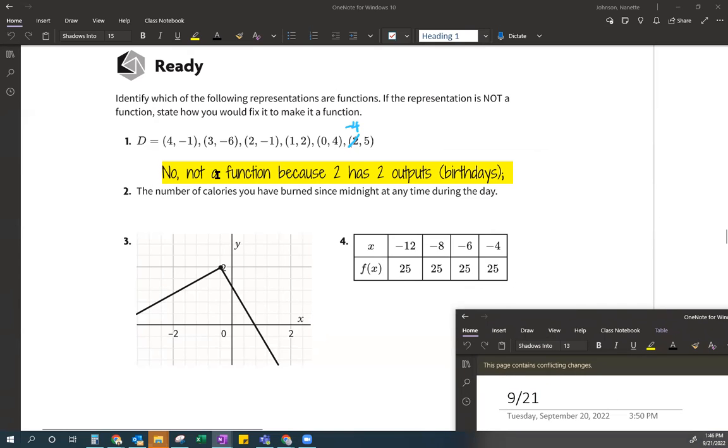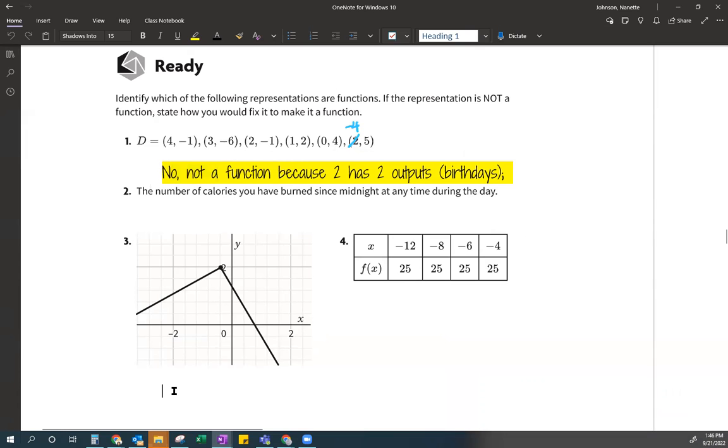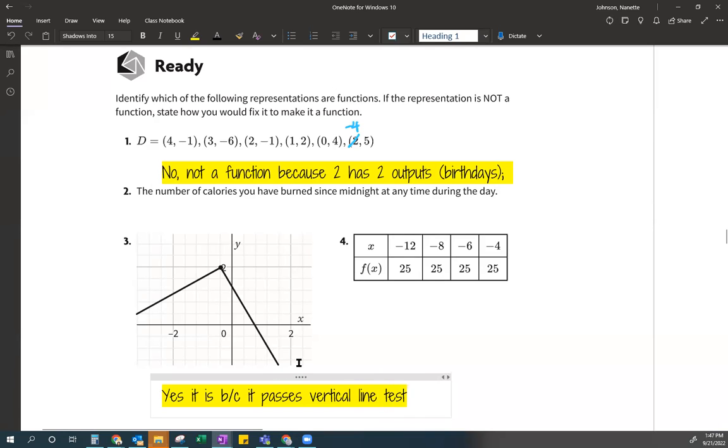Okay, what about number 4? So let me write yes here. What about number 4? Yes or no? Perfect. What about number 4? Yes or no? Uh-oh. Am I frozen? Oh, no, I'm not frozen. Okay, good. Some people are saying no. Some people are saying yes.